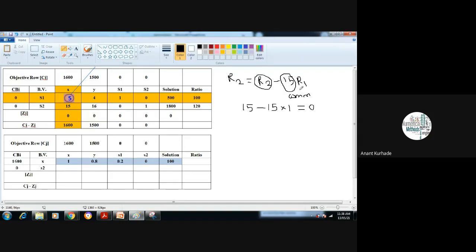In simple words, I will repeat this. Just remember this: R2 is equal to R2 minus 15 R1. Just remember this. Or you can remember it like this: 221. So it is what?